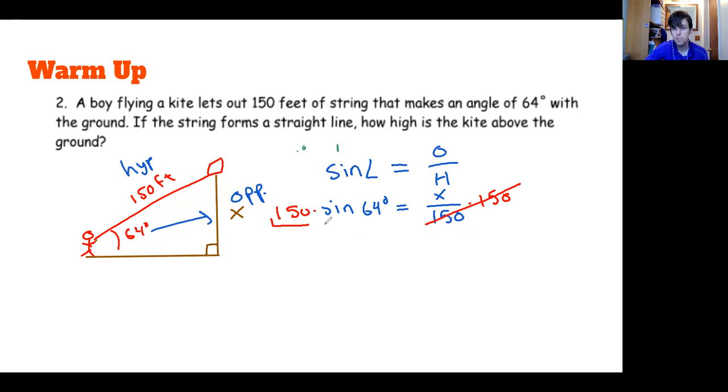And I'm going to go ahead and perform this calculation. I'm going to just use my calculator, but you can use the Desmos Scientific. 150 times the sine of 64. I'll go ahead and show that calculation here on the screen. 134.8.